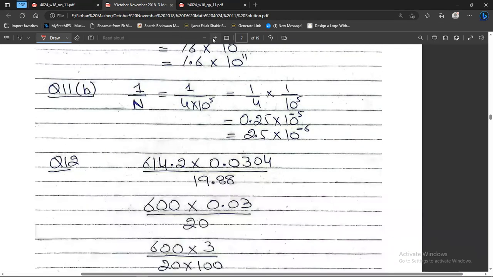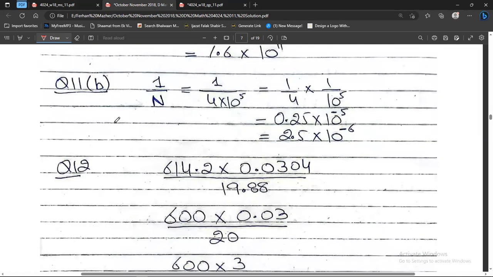So it will be 1 divided by 4 exponent 5. It will be 1 by 4 into 1 divided by 10 raised to power 5. 1 by 4 is 0.25 into 10 raised to power minus 5. I will move the decimal one step to the right.